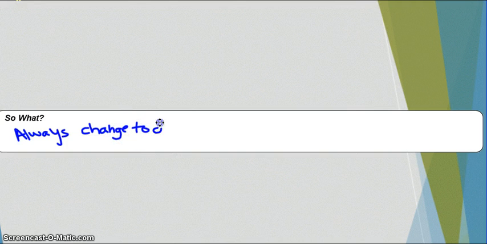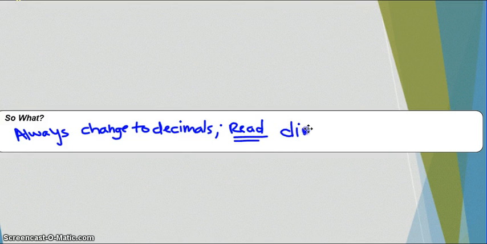Alright, so what do we always do? Always change to decimals. And read directions. Make sure you know if you're doing least to greatest or greatest to least.